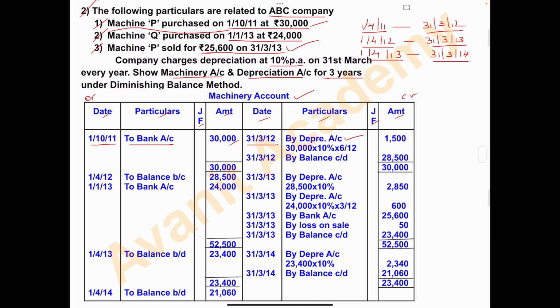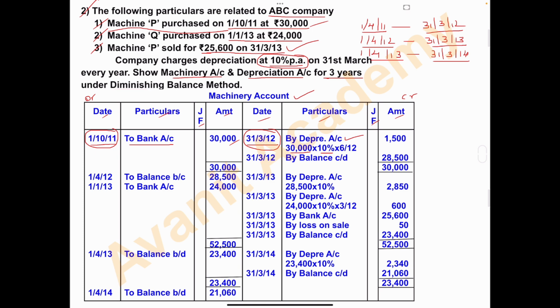Machine P value is 30,000. And the rate of depreciation is given in this paragraph. Company charges depreciation at 10% per annum. So rate of depreciation is 10%. So we should not directly do 30,000 into 10%, because this machinery was purchased in the middle of the year. If purchased on 1st April 2011, directly we can calculate 30,000 into 10%. But this machinery P was purchased on 1st October 2011, middle of this financial year. So from 1st October 2011 to 31st March 2012, we have to count how many months. On that we have to calculate depreciation.